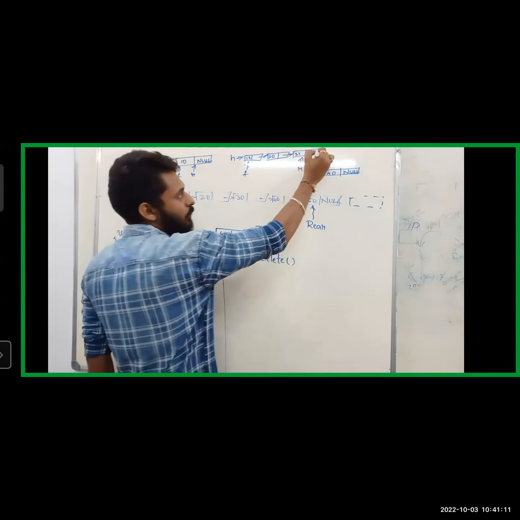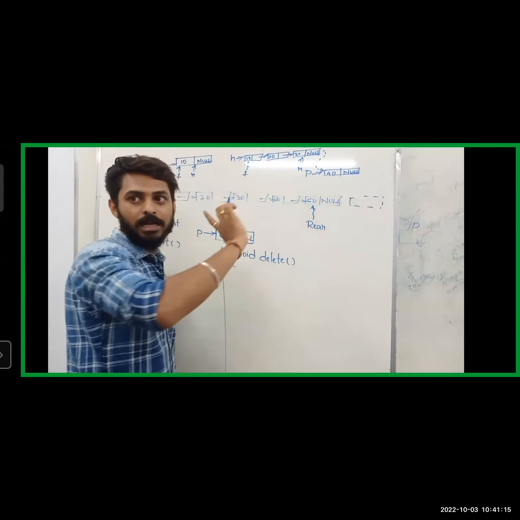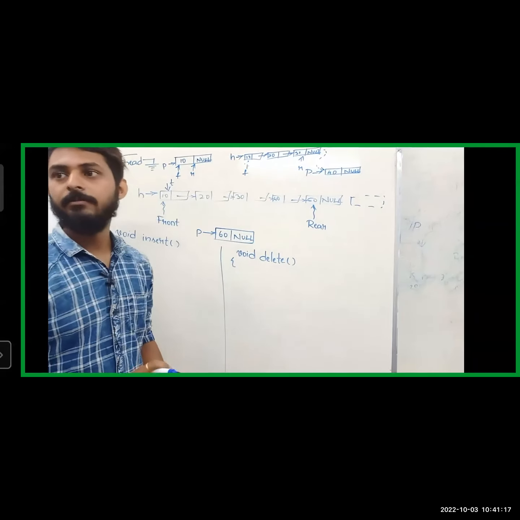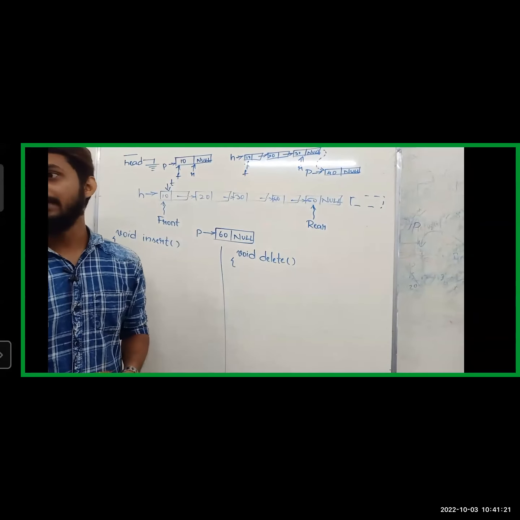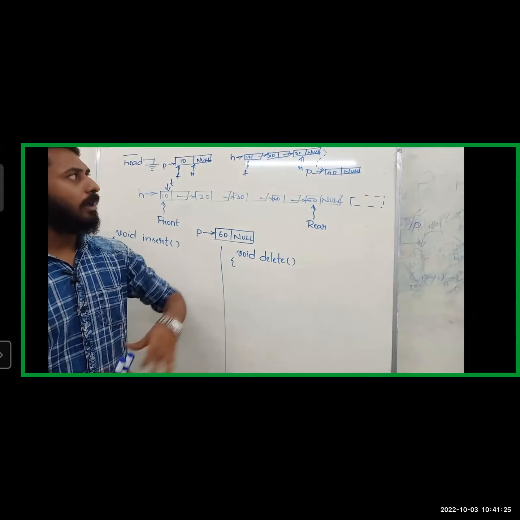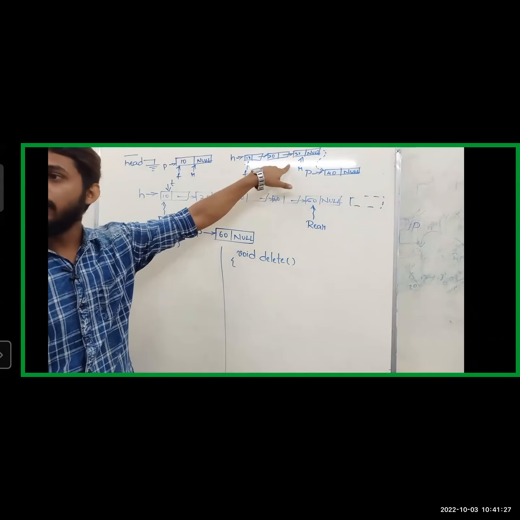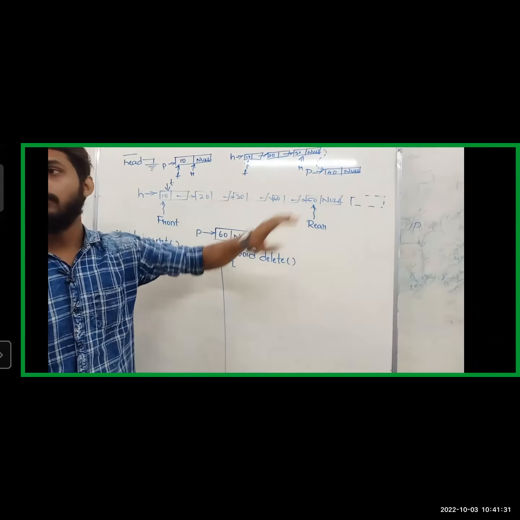Rear's link should be pointing to the same place where P is pointing. First part is done. Does it mean that insertion is done? Insertion is done, that is true. But next time when I want to insert, what will I check? Where rear is pointing. As of now, where is my rear pointing? Still it is pointing to 30. But don't you think it should be pointing to 40?